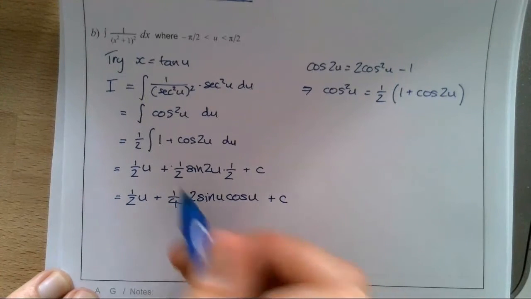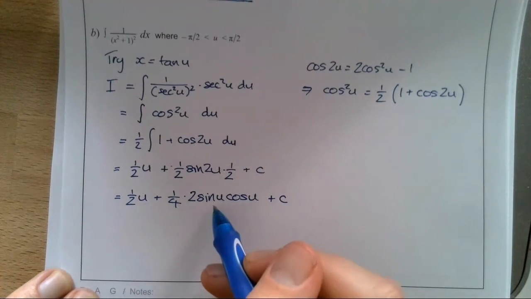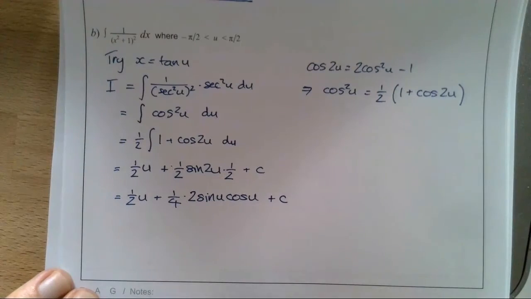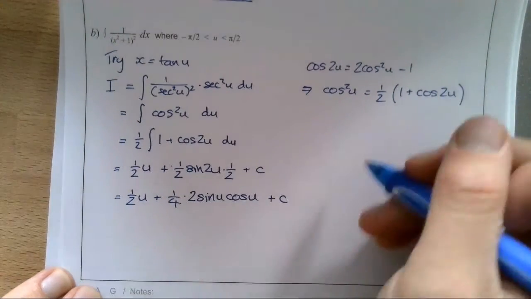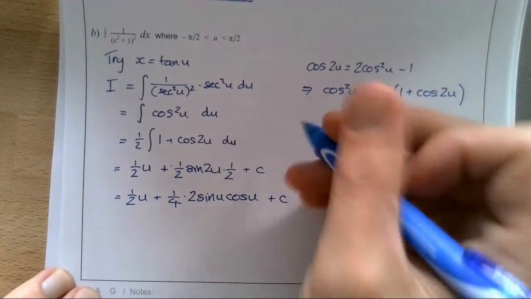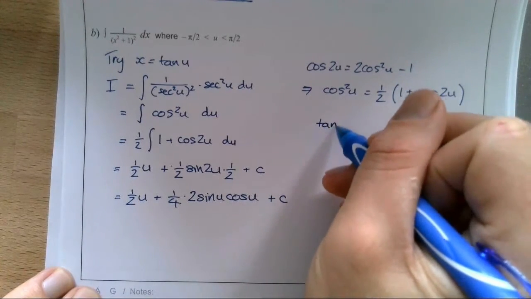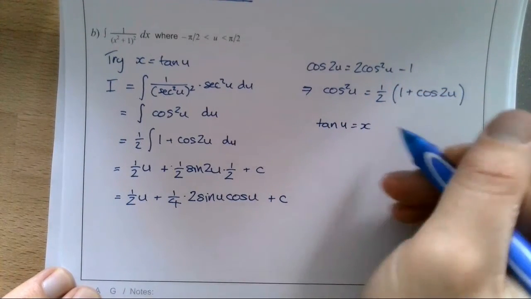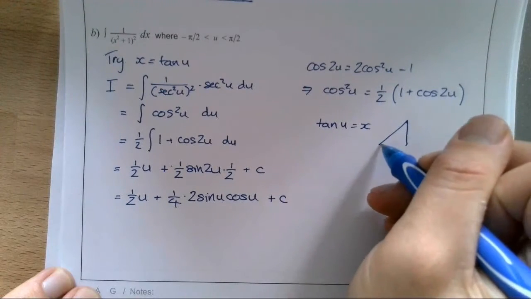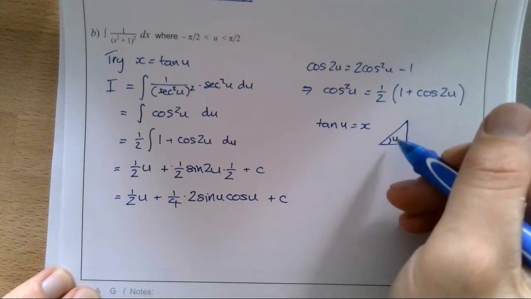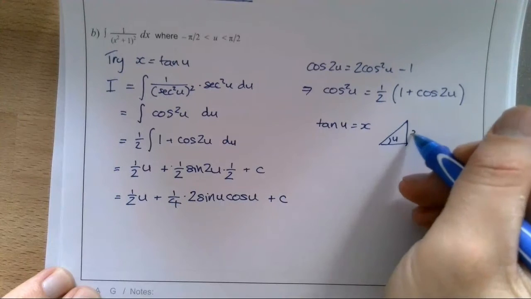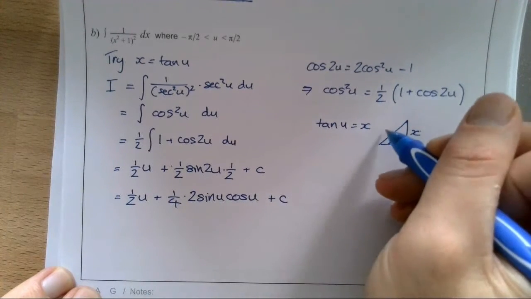So the 2 is going to cancel with a quarter, I'm going to get a half, but the sine u and the cos u I'm going to evaluate now. So this is the trick that I was talking about just beforehand. We know that tan u equals x. So in other words, the opposite over the adjacent is x, so we can call these x and 1.